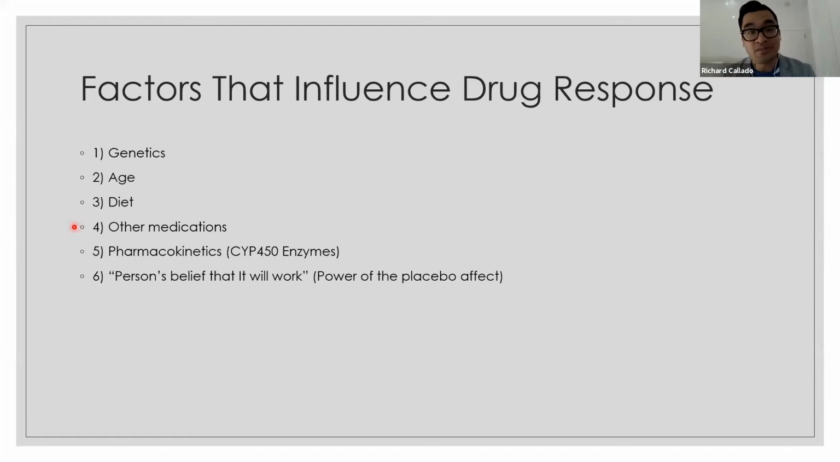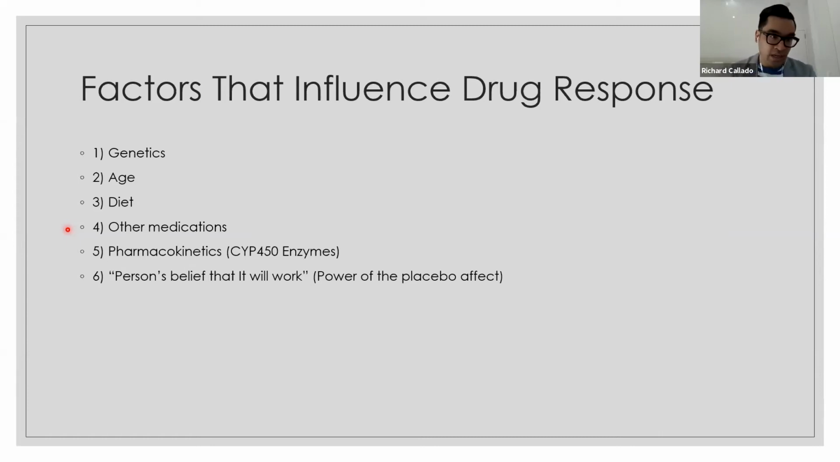Other medications, right? This is a big one. Sometimes it's very hard to remember the many interactions between medications. There's probably thousands of them. I know the very severe ones, but sometimes I have to rely on a program. A lot of times I'll use a program on my smartphone where I put in two medications and it tells me what the interactions are going to be, right?